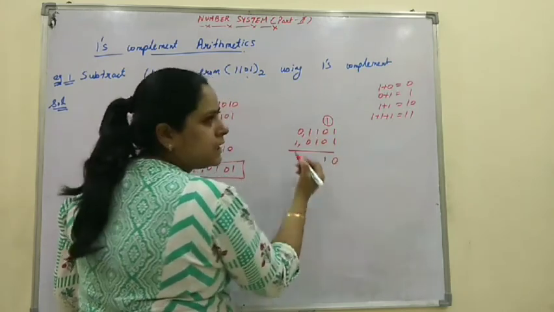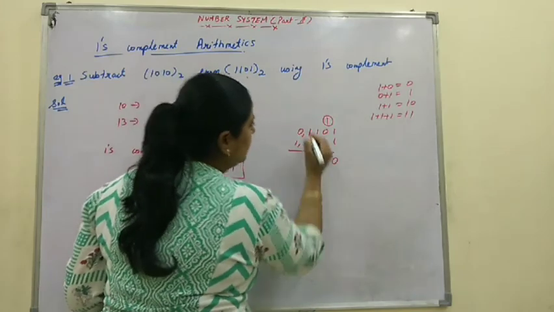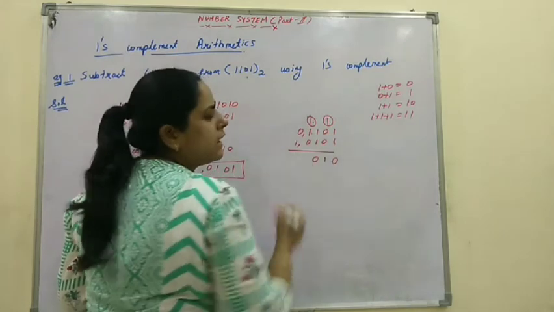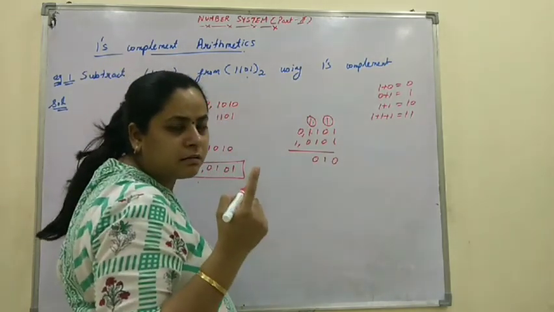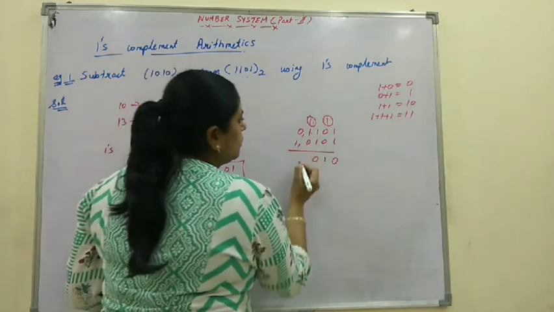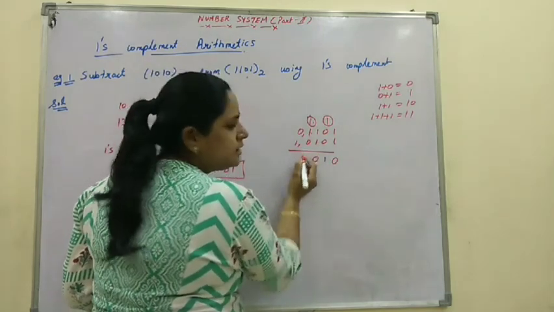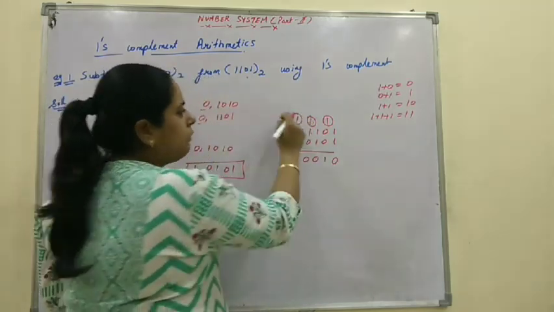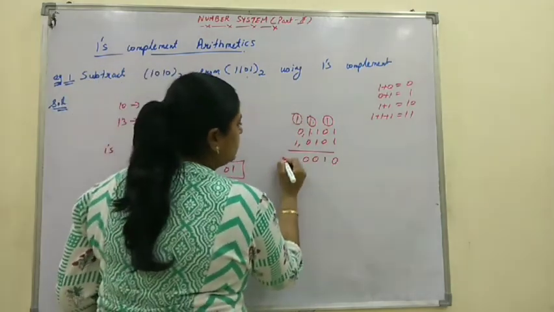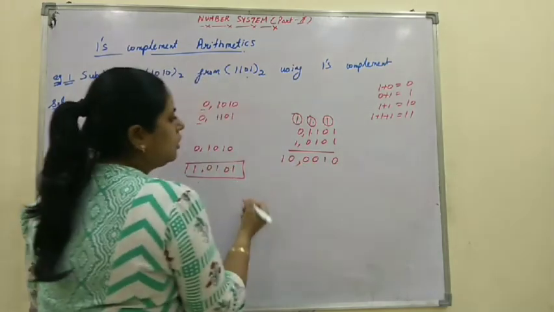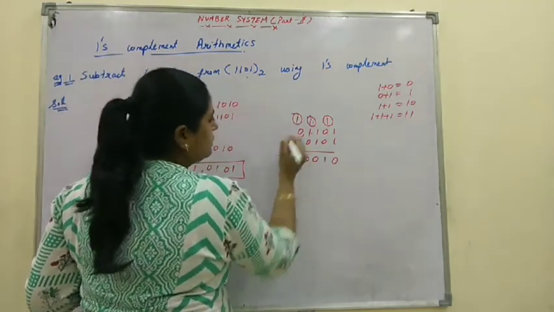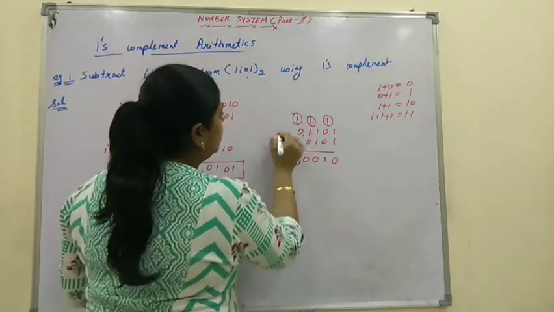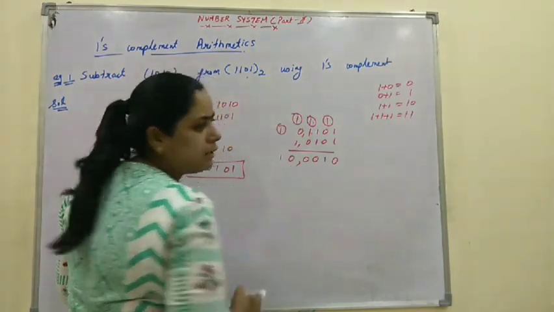Again 1 plus 1 is 10, so 0 will come here and 1 will go to the carry. 1 plus 1 is 10, 0 will come here and 1 plus 0 is 1 only. So 0 will come here and 1 will go here. 1 plus 1 again gives 10. Since we are left with this carry, because 1 plus 1 is 10, 0 will come here and this 1 will carry here.